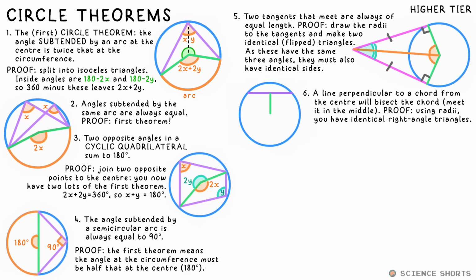If you have a chord and draw a line to the centre of the chord, they will be perpendicular. This is merely because we now have two identical but reflected right-angled triangles, meaning the lengths must be equal.